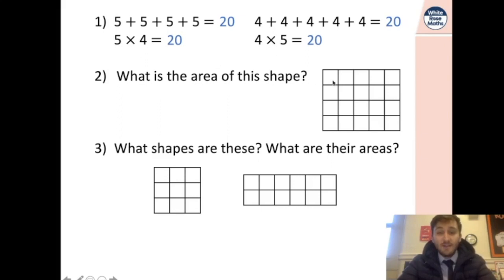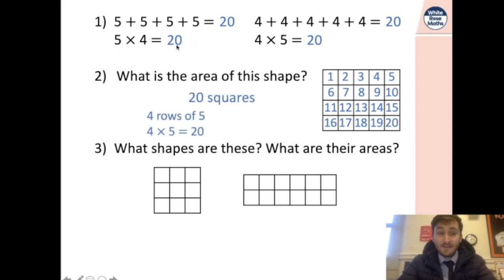What is the area of this shape? Again, I could just count. So I could count 1, 2, 3, 4, 5, 10, 15, 20, or another way I might do it, I could count across, I've got 5 across and 4 down. So again, 5 multiplied by 4, I know is 20. And so I'm at 20 squares, 4 rows of 5, or you could even do 5 columns of 4 going down. So I know that there's 4 there, so 4, 8, 12, 16, 20. As long as you've got 20 squares, that is perfect.